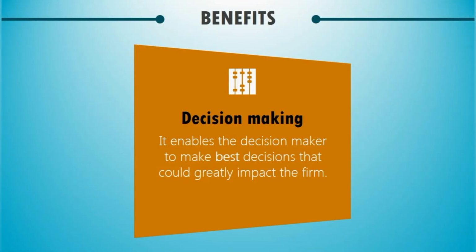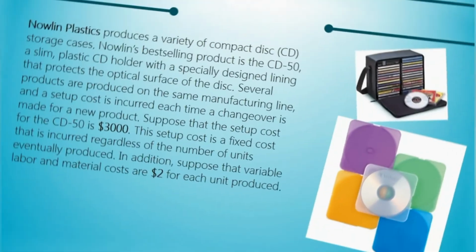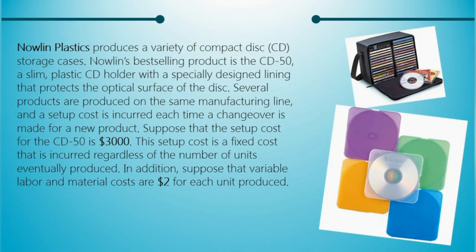Lastly, decision making, which is the most important benefit that the models could give. So it enables the decision maker to make the best decisions that could greatly impact the firm. Now, let us use Nolan Plastics as an example so that we can create the three models. Let me read the scenario for you.